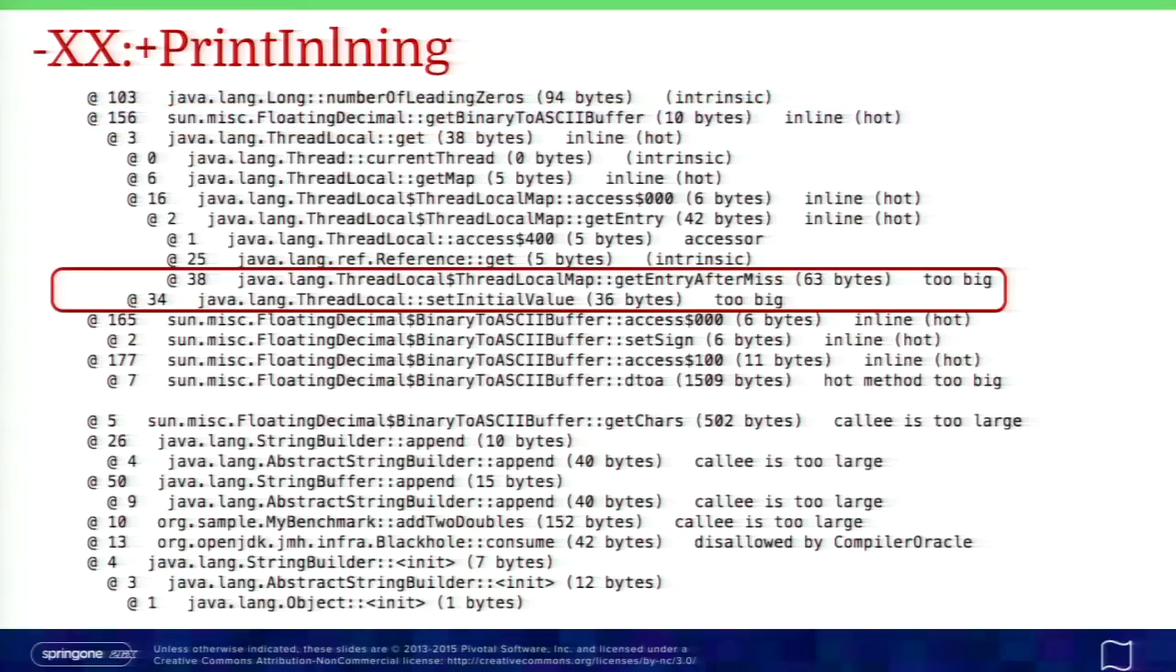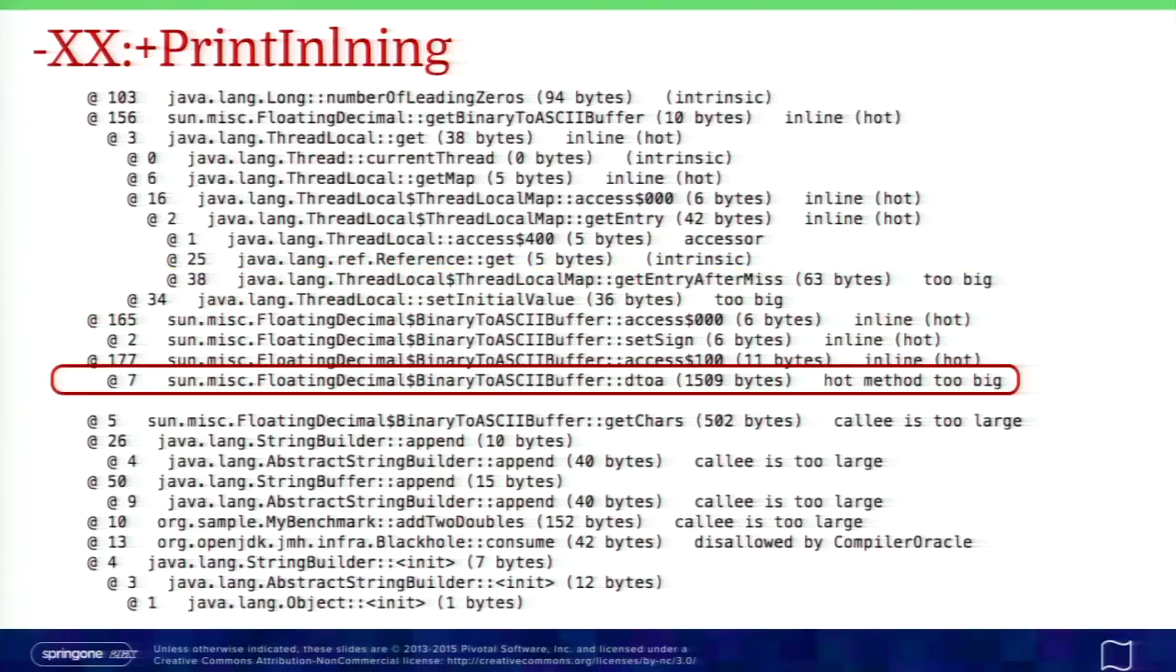Here we're seeing these two methods are too big. So what does that mean? That means that if the method size is too big, then the method itself is not going to be inlined. And this isn't necessarily a problem yet, unless you see what we're going to see here, which is hot method too big. So now we have a method that's being called a lot of times, and it's too big to be inlined, right? So the inlining flag here is providing you lots of information.